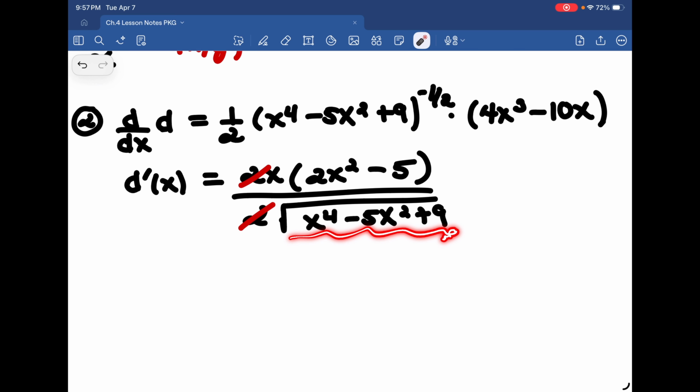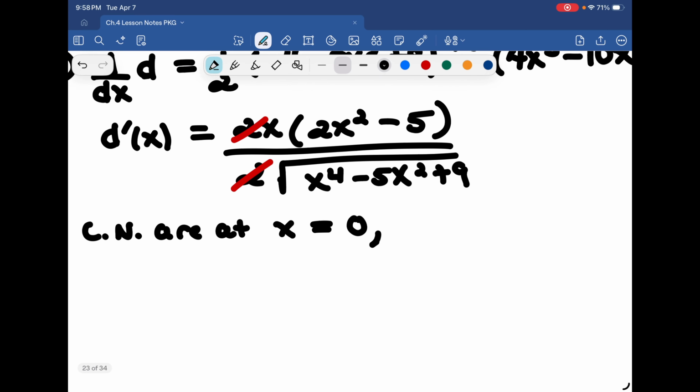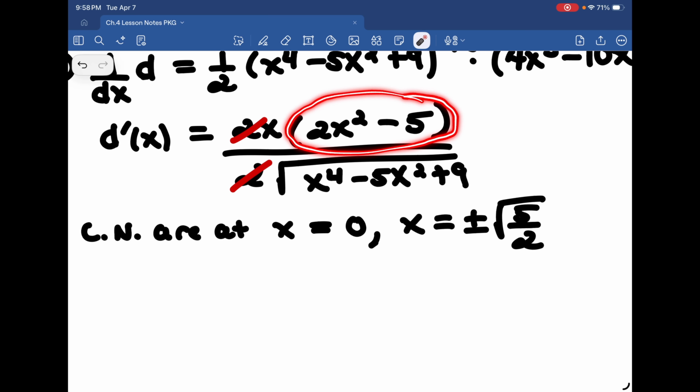I think we're okay here, but our critical numbers can come from here in this numerator piece. So I'm going to set this and say, well, the critical numbers are at, and one of them is going to be x equals 0. The other one is x equals plus or minus the square root of 5 over 2, where the plus or minus square root 5 over 2 comes from here. If I isolate this for x, it's going to give me the plus or minus square root 5 over 2.